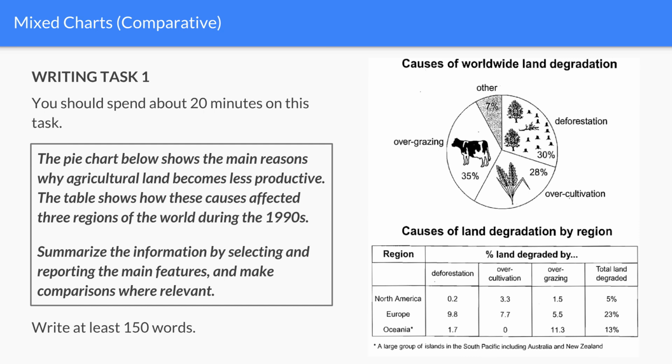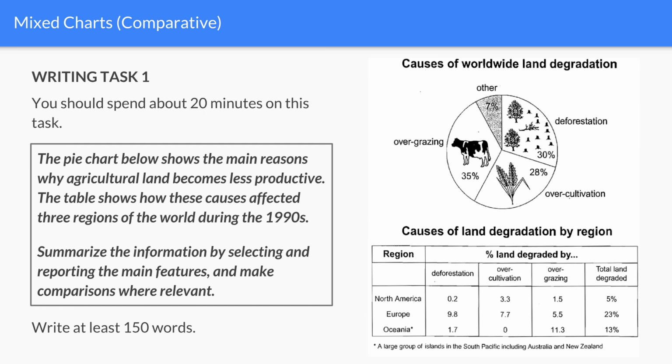Here we have a mixed charts example. So you may get questions where you get mixed charts. What that means is, on the one hand, you may get a pie chart, such as over here, and you have to compare that with a table, which is what we have over here. In other cases, you may get questions where you have to compare a table with a line graph or a bar chart with a pie chart.